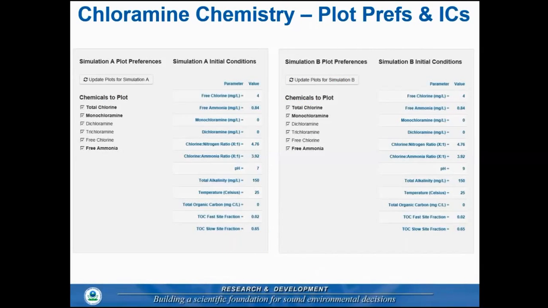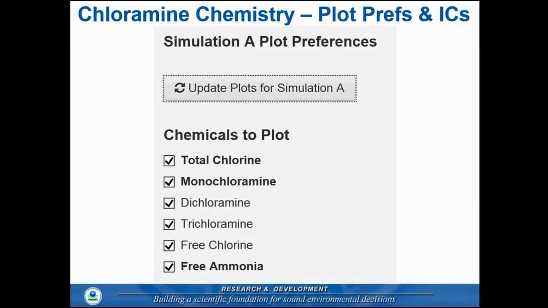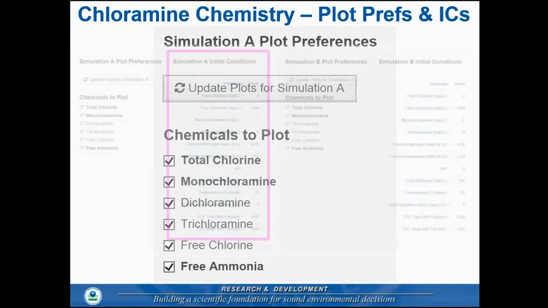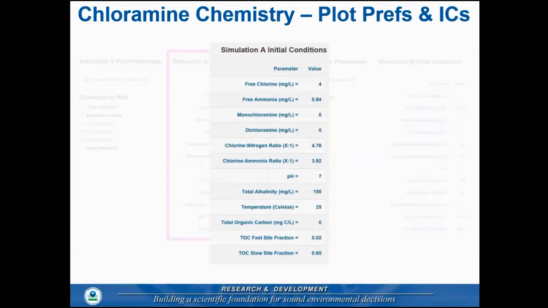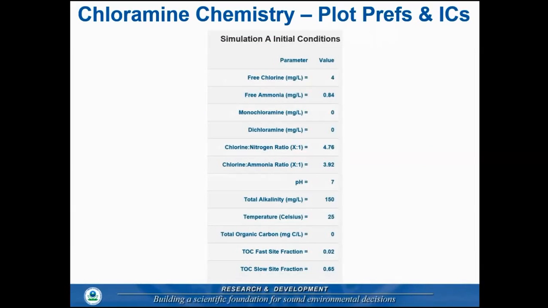And then the next area is where we mentioned talking about choosing plot preferences and the initial conditions table. So here you can quickly check on the boxes you want of the chemicals you want to show on the plots that are generated. And then also it spits out again the initial conditions that you selected for your simulation.